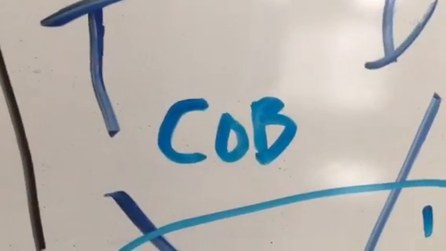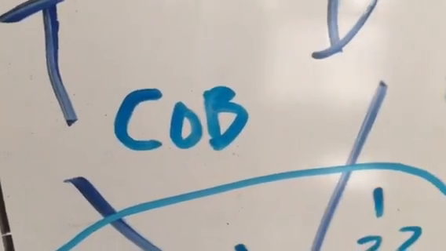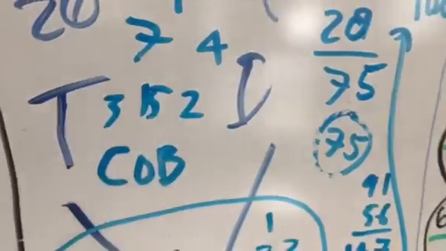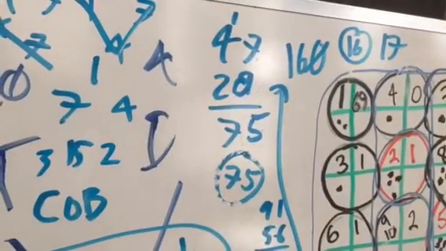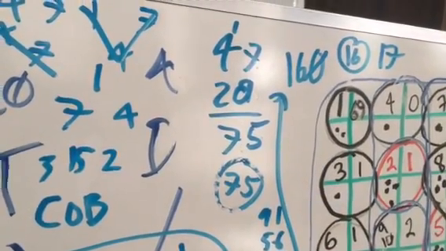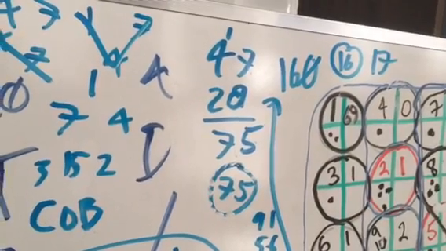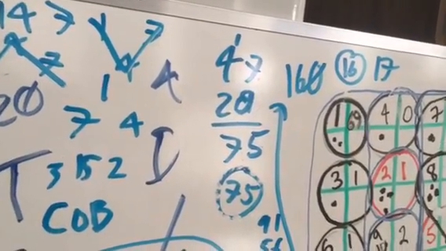C-O-B. Cob. Remember Rick and Morty freaking out because everything's a cob? Because it means God. But anyways, extra 20, 23 maybe. 183.